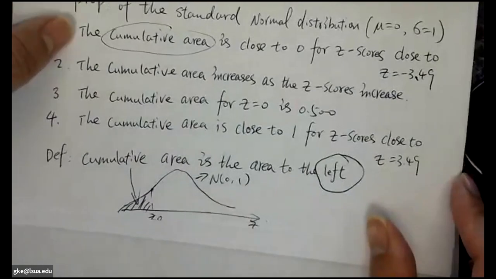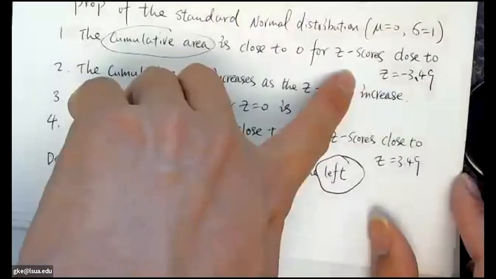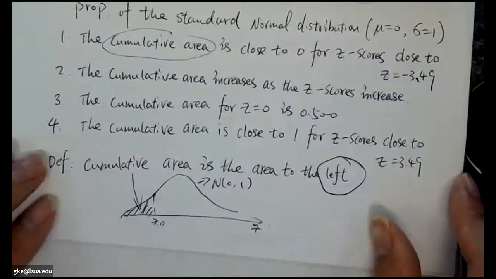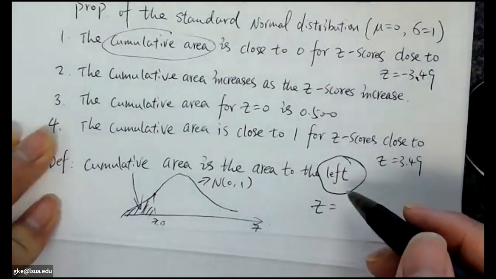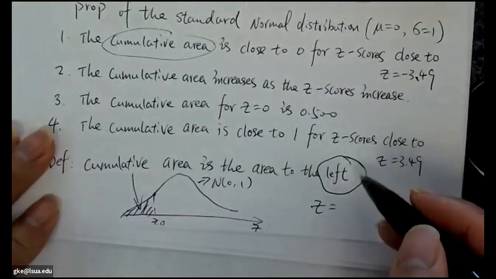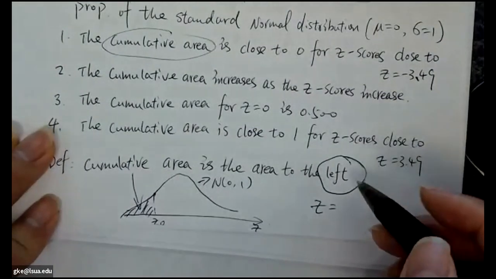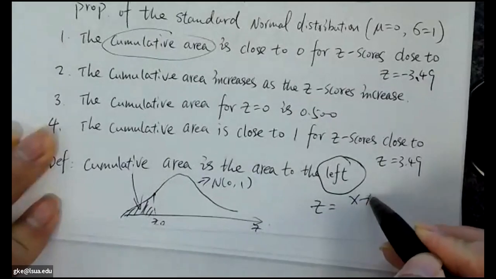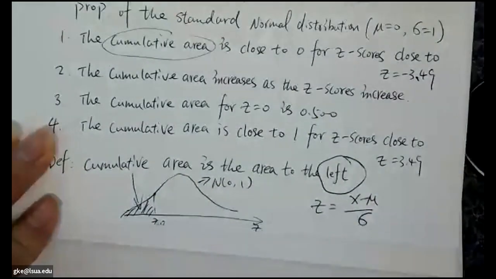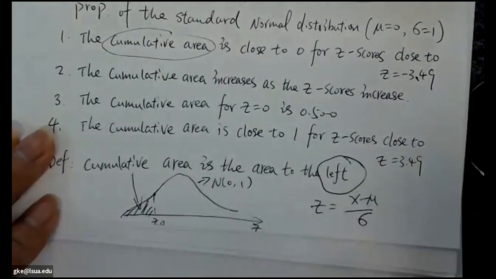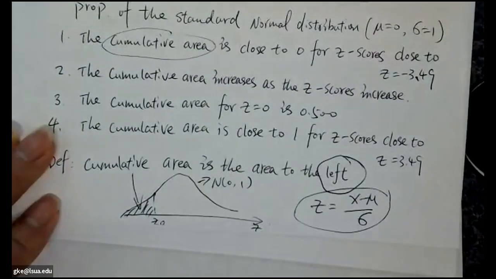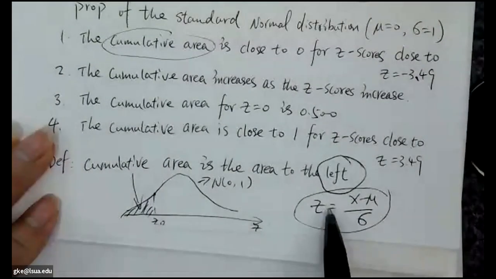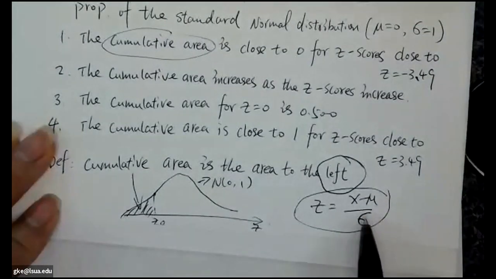Now, the second thing you need to understand is, what is the z-score? I think some of you already forgot it. How do you calculate the z-score? We learned it at least 3 classes before. The z-score is z equals x minus mu divided by sigma.